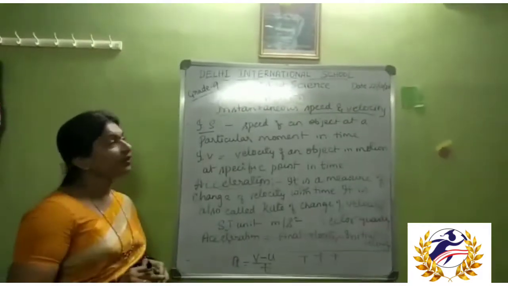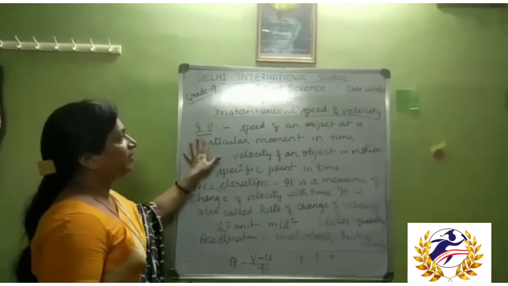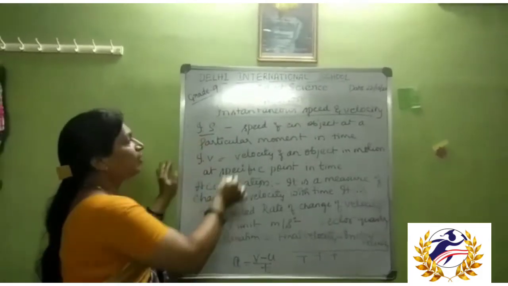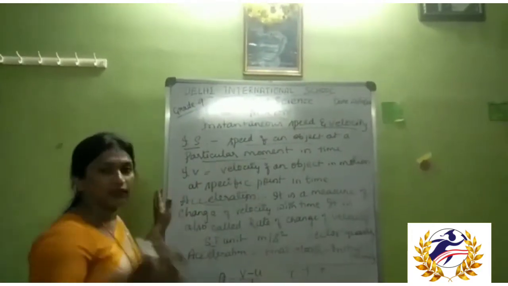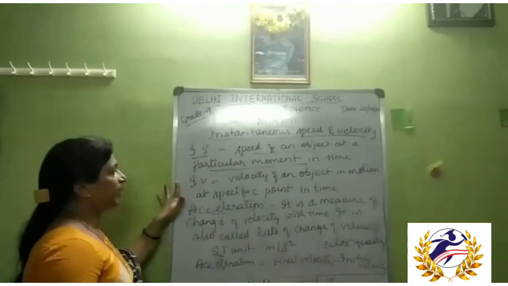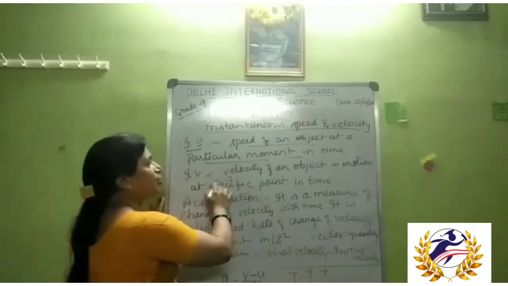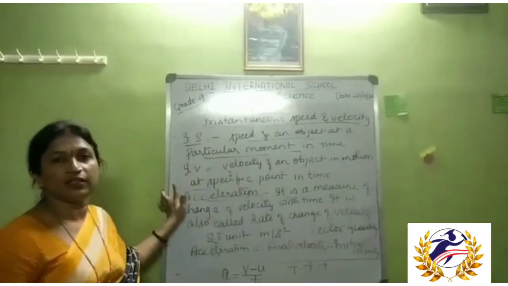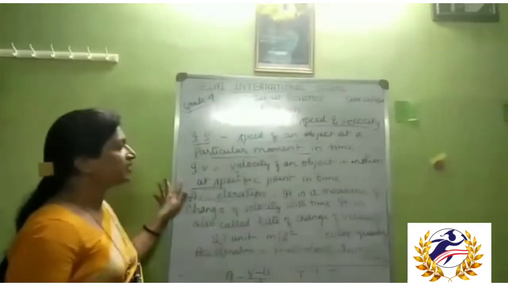Next is instantaneous speed and velocity. What is instantaneous speed? The speed of an object at a particular moment, at that instant in time, is called instantaneous speed. Instantaneous velocity means the velocity of an object in motion at a specific point in time, at that instant. That is called instantaneous velocity.